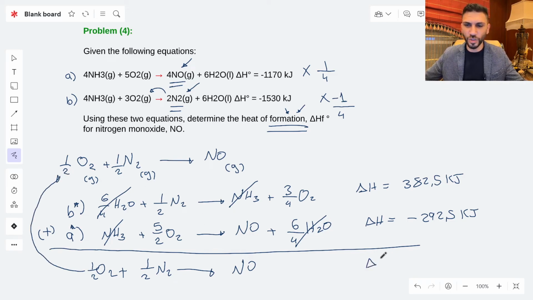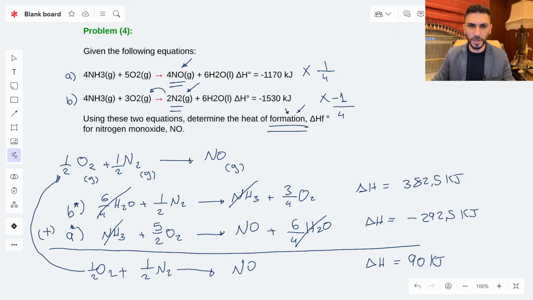And delta H, we can add these two delta H's: -292.5 plus 382.5 will equal 90 kilojoules, positive.